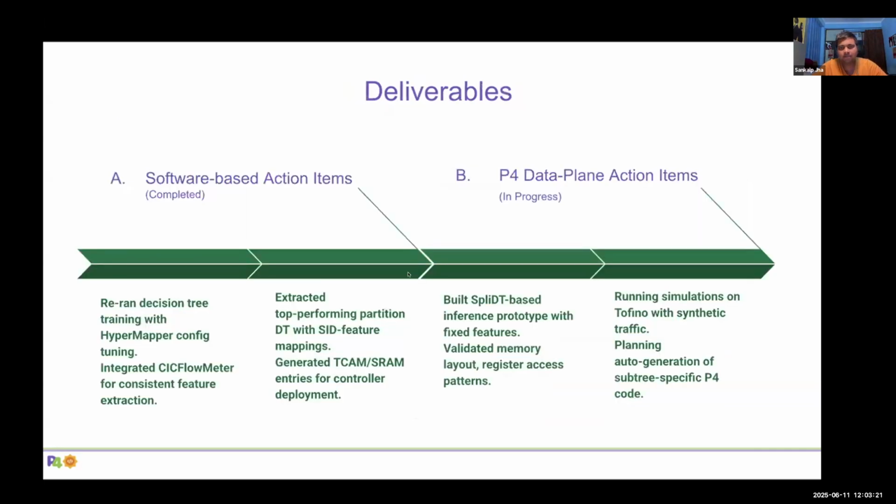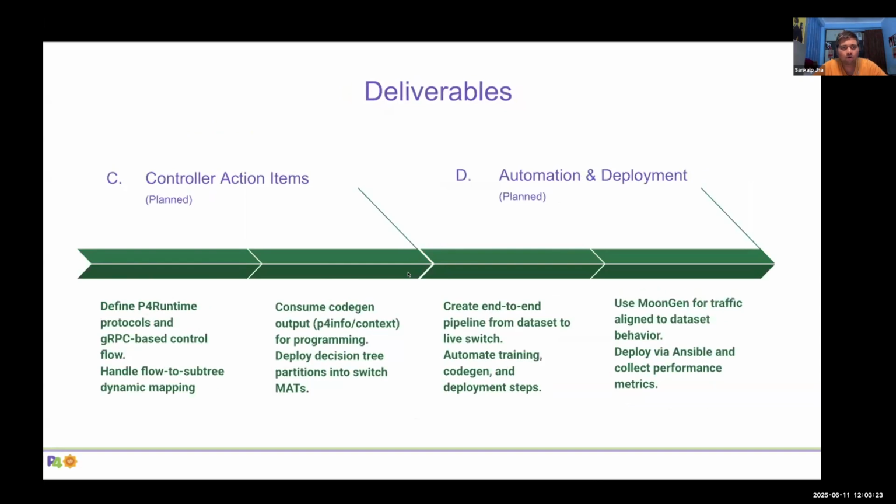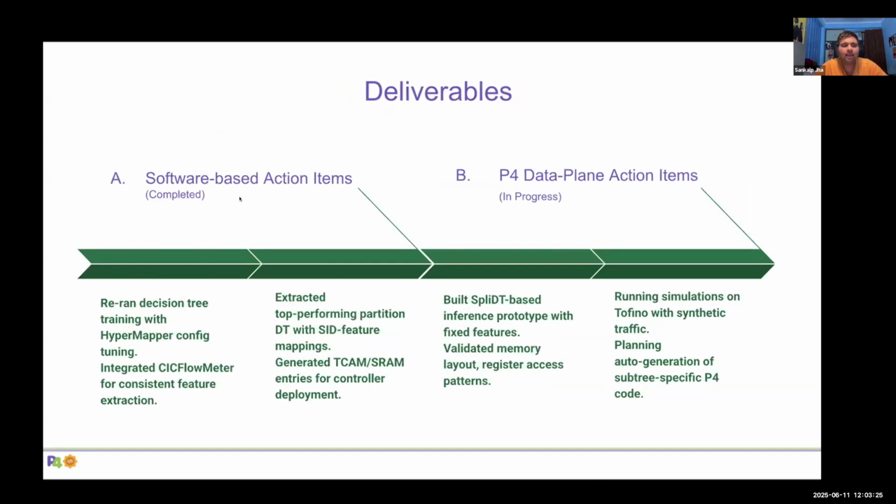Well, coming to the deliverables, there are basically four deliverables: A, B, C, and D. Part A has already been finished by my mentors. It was basically, again, to use HyperMapper to provide the most optimized decision trees, and to use the CICFlowMeter to take the packet features and understand the TCAM and SRAM entries.